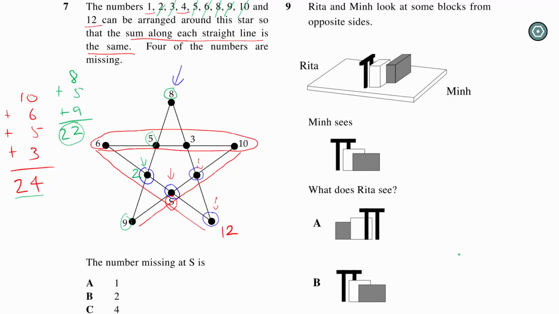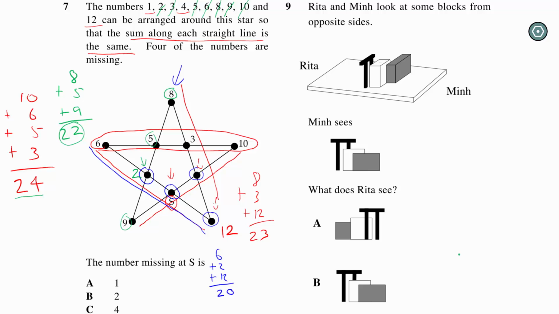Okay, so let's see what happens. If I go along this line here, 8 plus 3 plus 12, what does that give me? It's 23. Now if I use the other line, this one here, which is 6 plus 2 plus 12, that gives me 20.